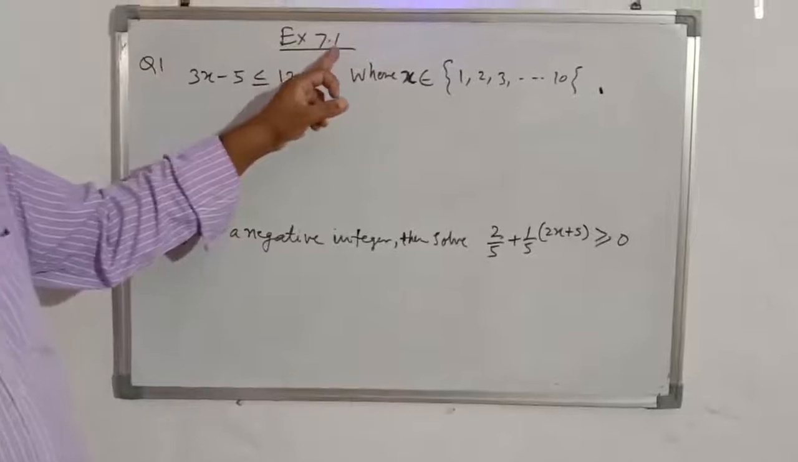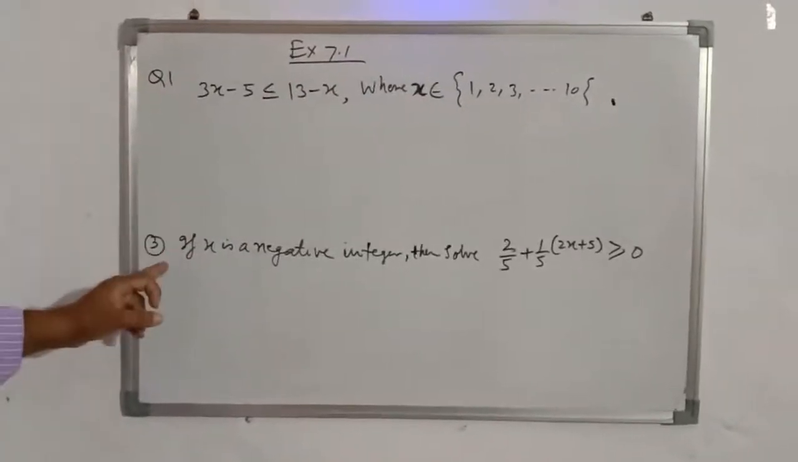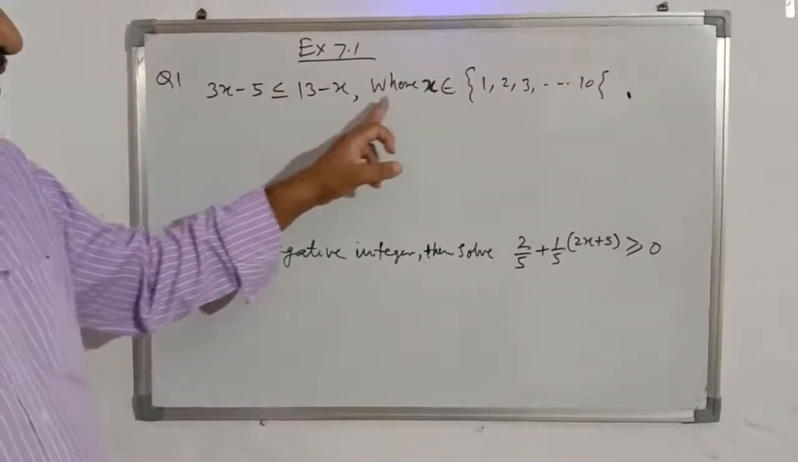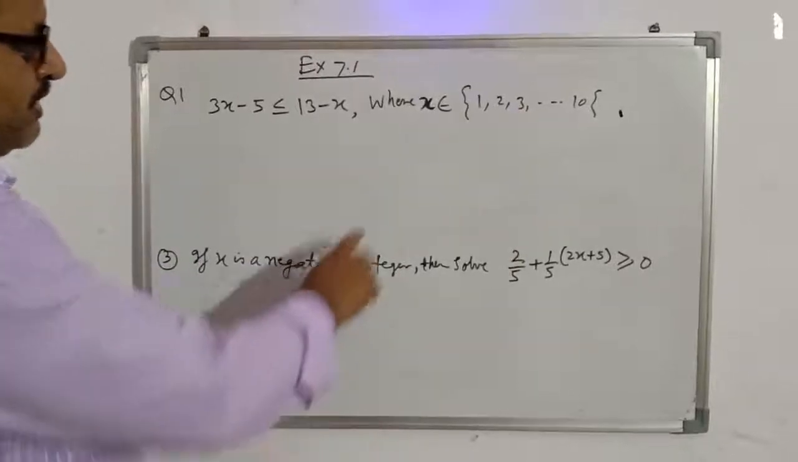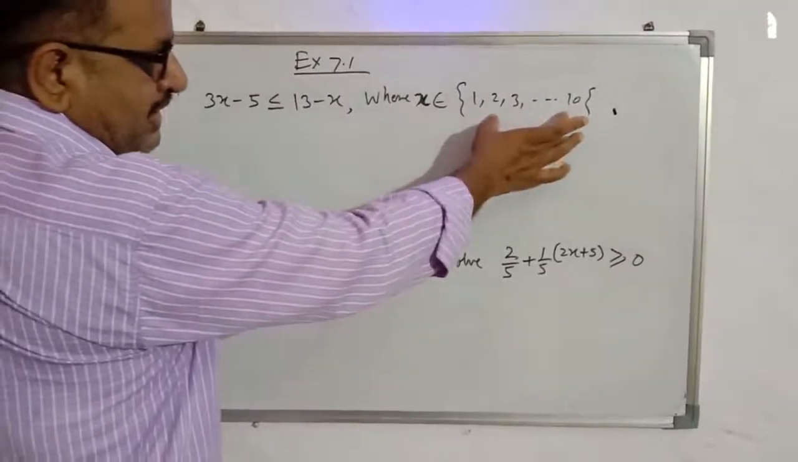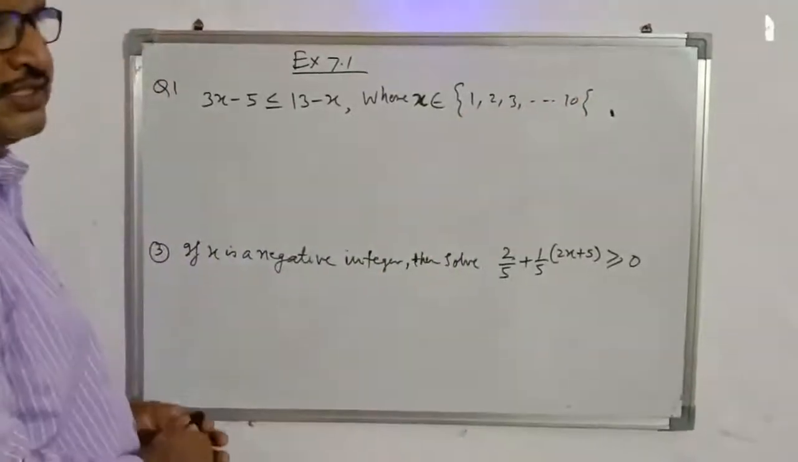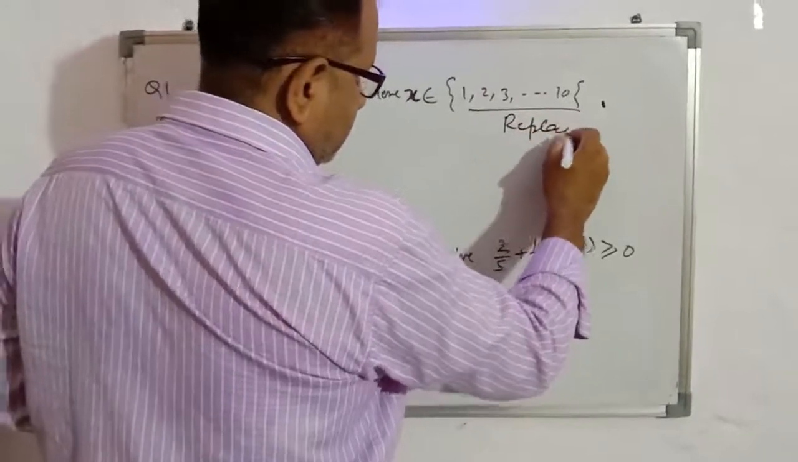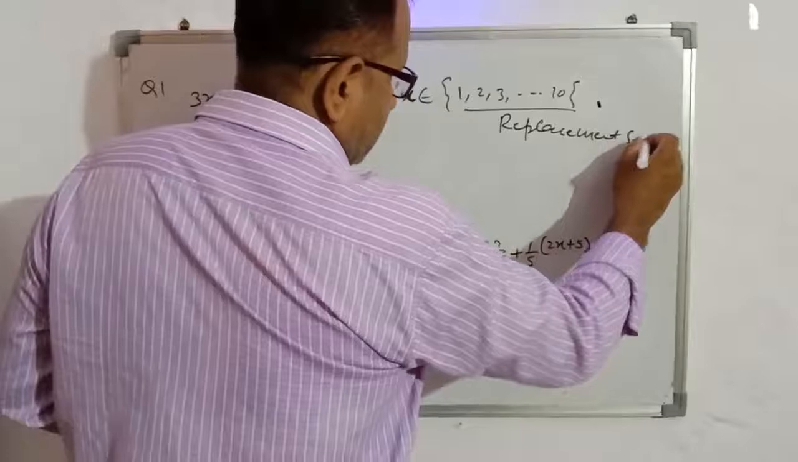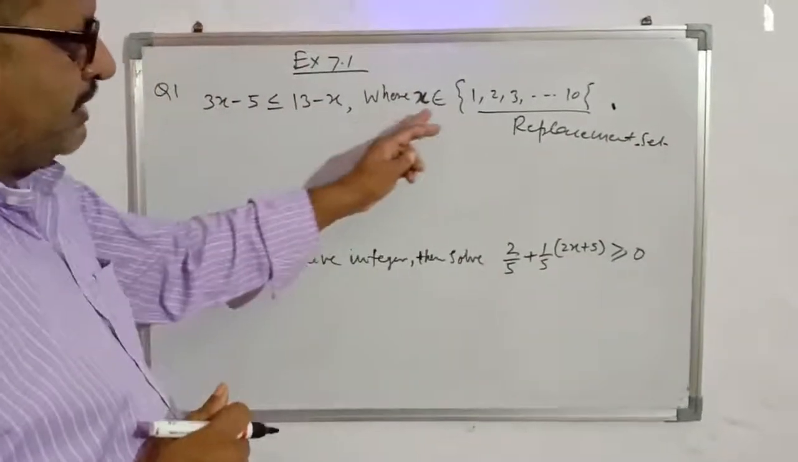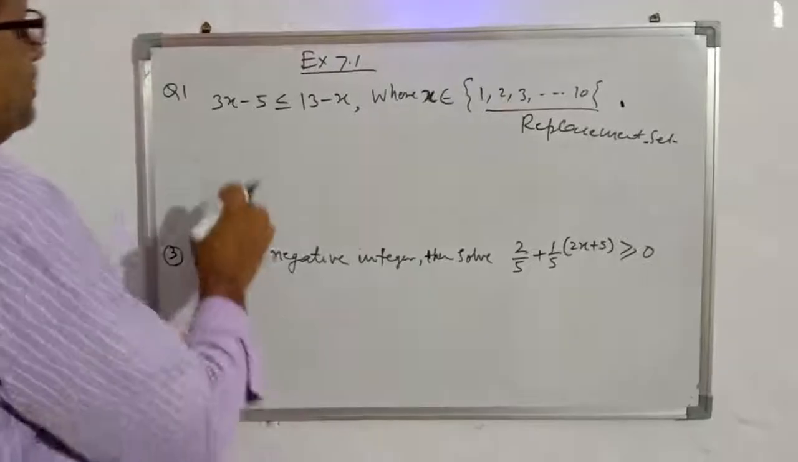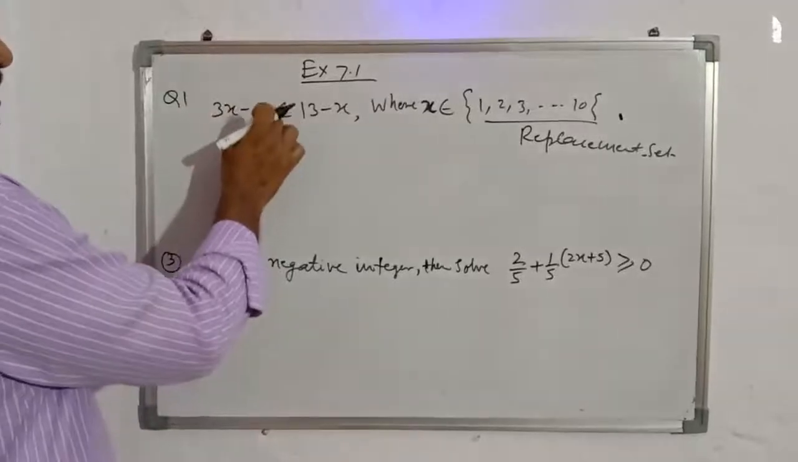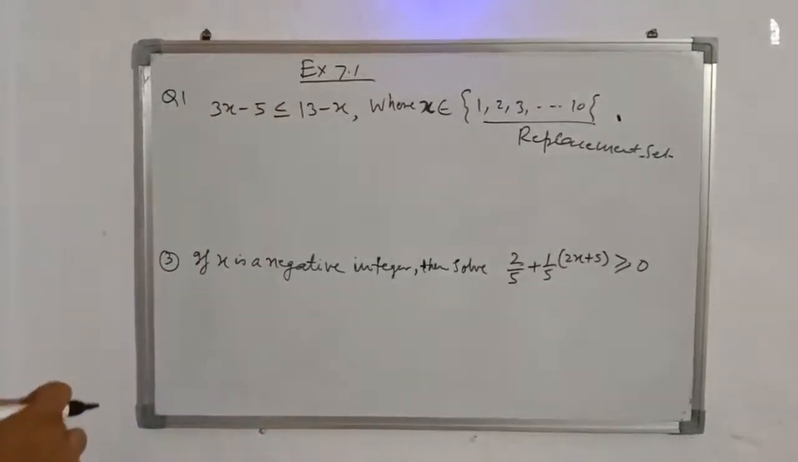See exercise 7.1. I have taken two questions, question number 1 and 3. Question number 1: 3x minus 5 less than or equal to 13 minus x, where x belongs to this set. This means the value of the variable x we have to take from this set, so this set is called the replacement set. This is a linear inequation: the power of x is 1, so it is linear, and the sign of inequality is there.